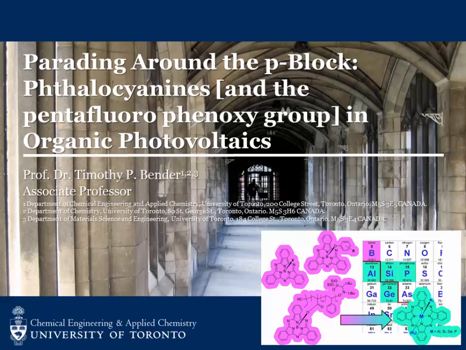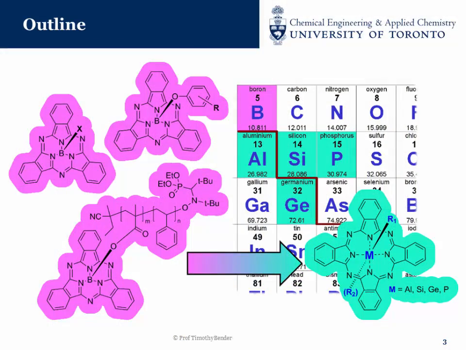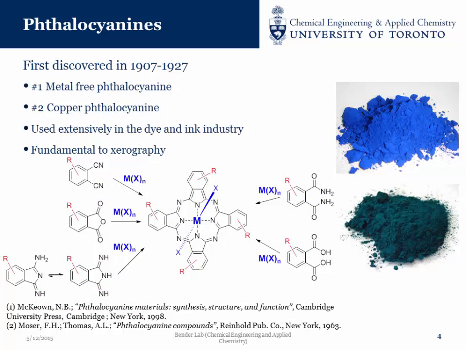Just to give you an overview of my laboratory, the goal of our laboratory is the design of new organic semiconductor materials for photovoltaic applications and proof of their functionality. I'm going to show you one functionality called the pentafluorophenoxy group today. I've added that to my title as a point of discussion. This is the outline. There's the P block. These are phthalocyanines. But here is the generic phthalocyanine shown here.